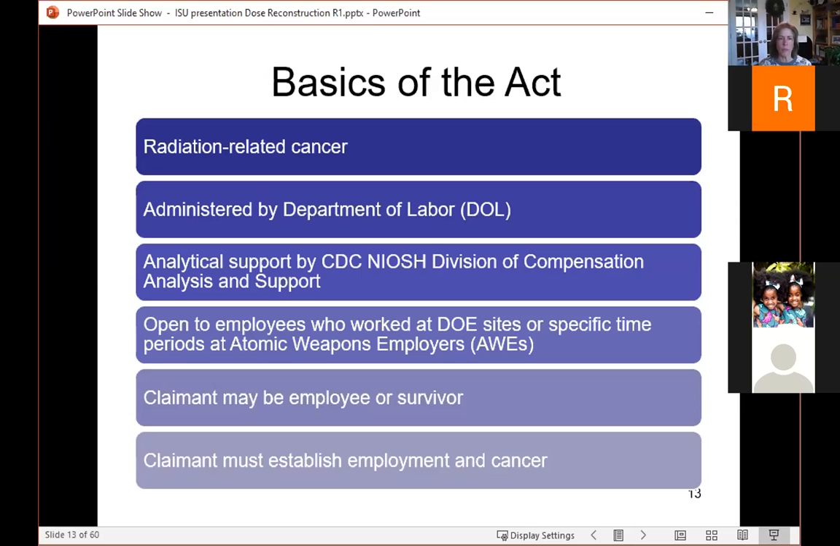The program is open to all employees who worked at DOE sites or specific time periods at atomic weapons employers, which I'll talk a little bit more about in a minute, and who have a radiation-related cancer. The claimant can be an employee or a survivor. If the employee themselves is deceased, I believe it's parents, grandparents, children, and grandchildren that can make an application for this. And the claimant must establish their employment and their cancer, so they have to provide a number of records when applying for this.